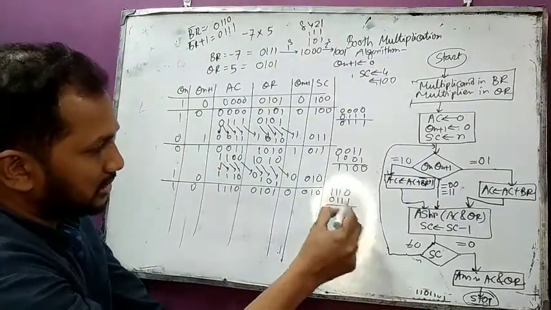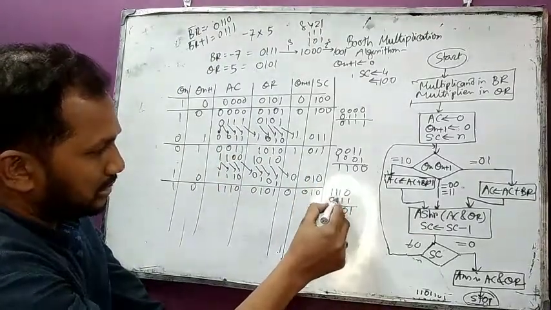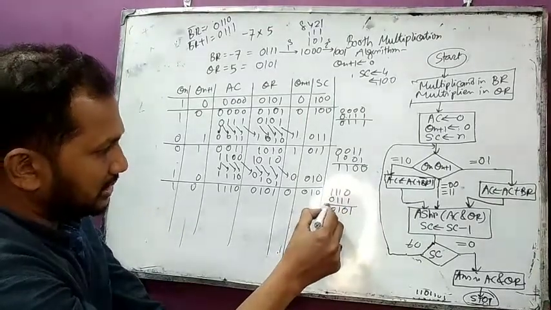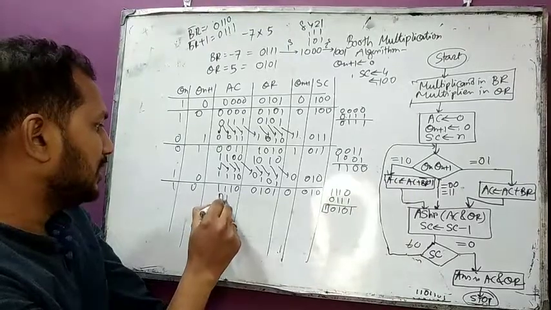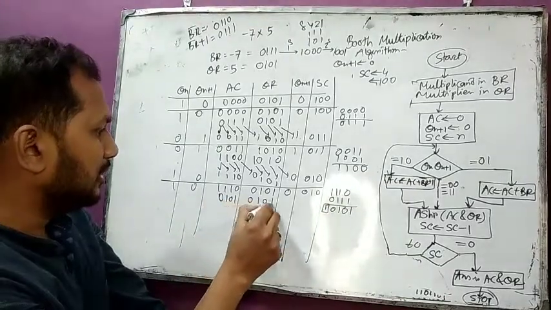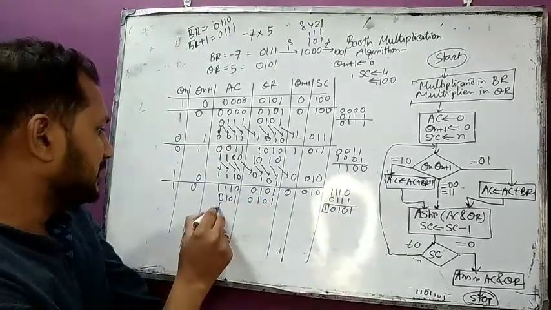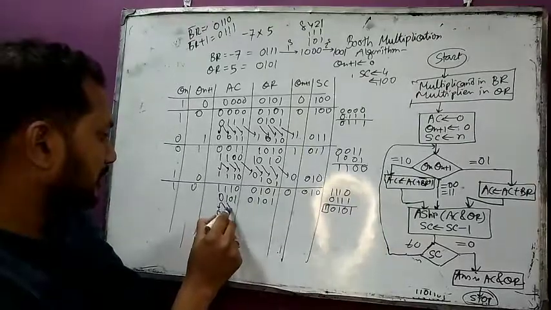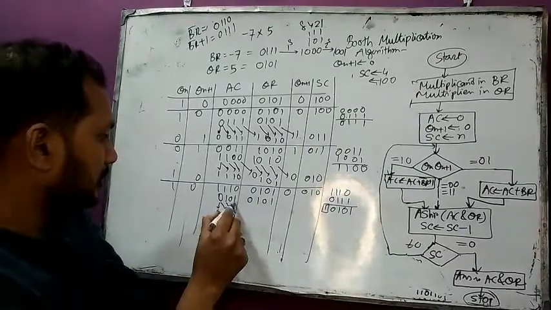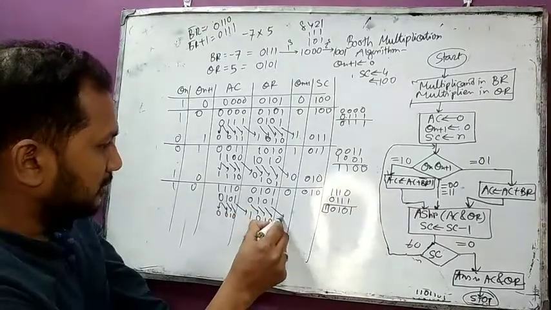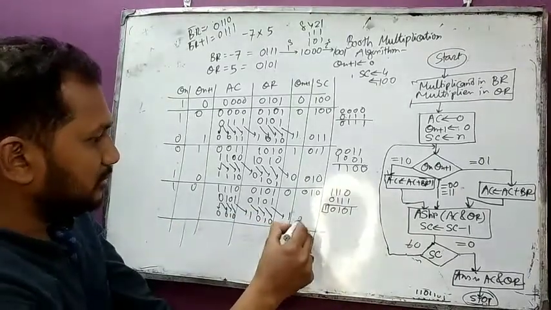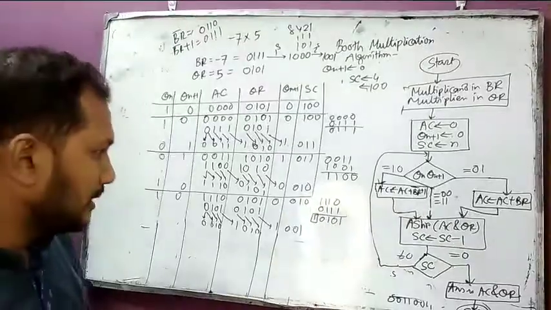So the result is 1 1 1 0 1 1 0 plus 1 1 1 0, and there is a carry. Carry is discarded here. So AC plus BR bar plus 1 equals 0 1 0 1 0 1 0 1, and now the arithmetic shift operation, 0 1 1 0, 1 is transferred here, 0 1 0, and it is 1. So the sequence counter is 0 0 1.